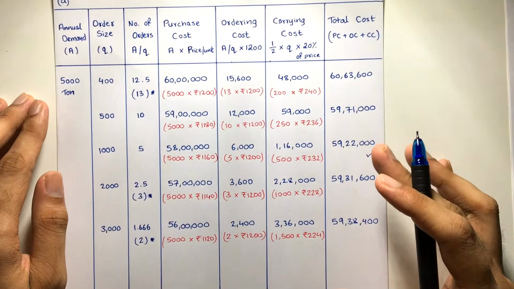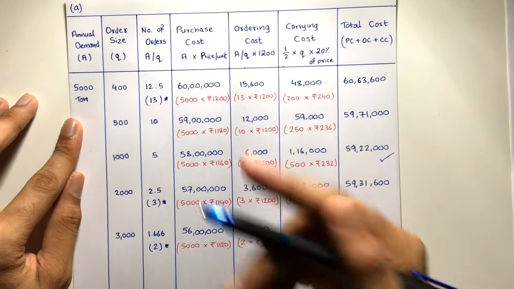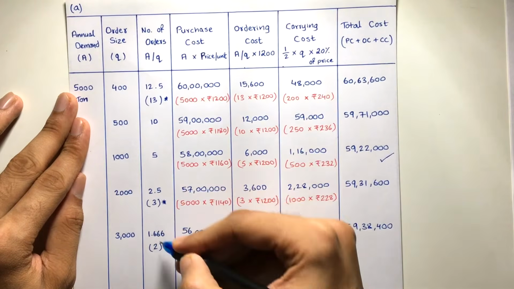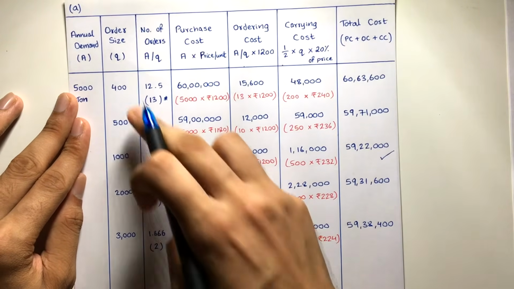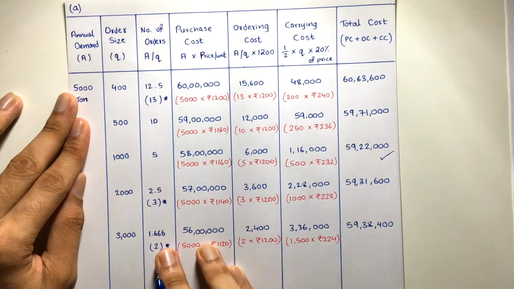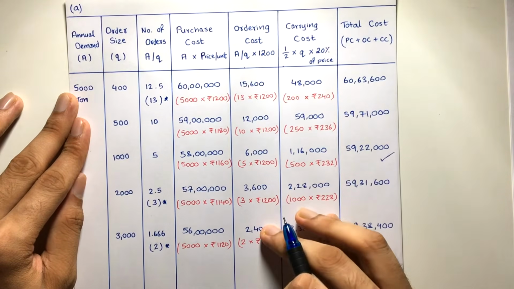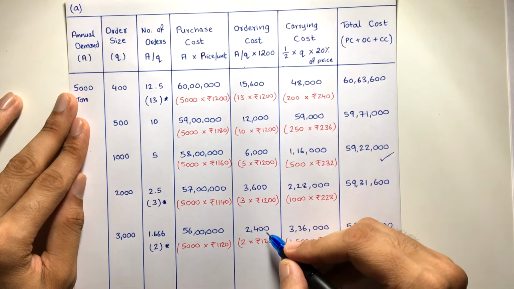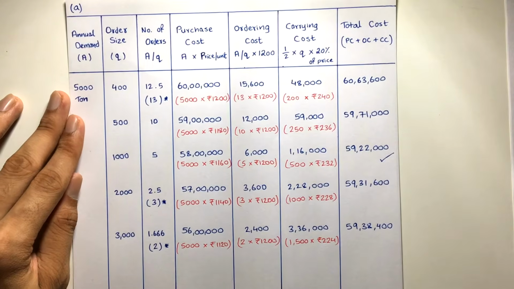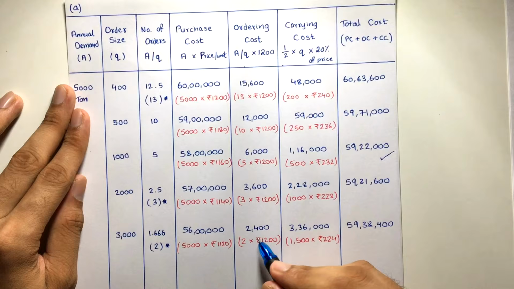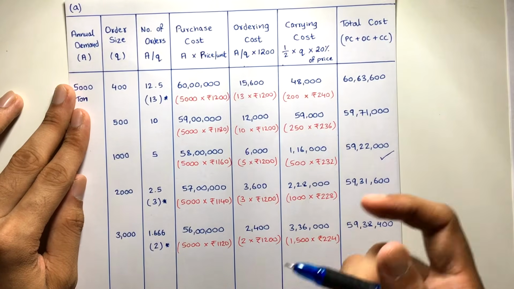See, when we are ordering more, when order size increases, what happens? Number of orders goes down. See here, order size is increasing level by level, and the number of orders are decreasing. So because of this, ordering cost goes on decreasing. You see, first it was 15,600 and then it went on decreasing. You have to make this analysis, you have to understand everything. At last, we are making just 2 orders, so just 2,400 we are incurring as a total ordering cost.